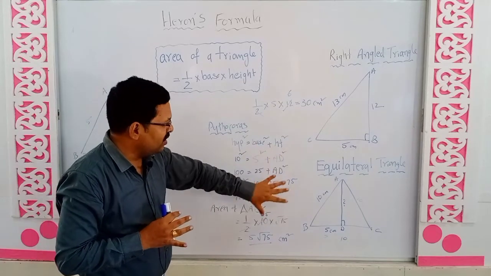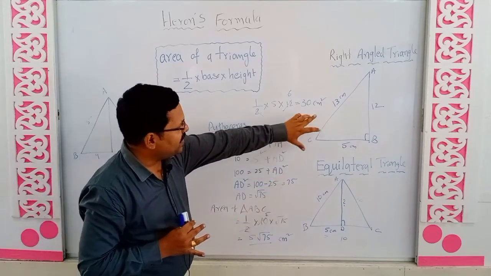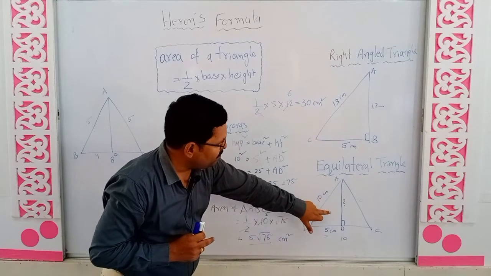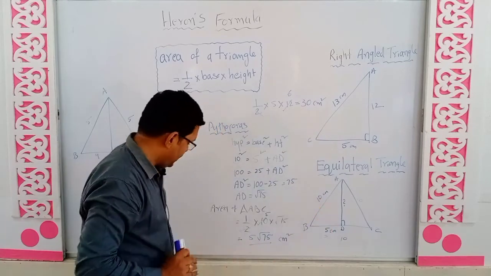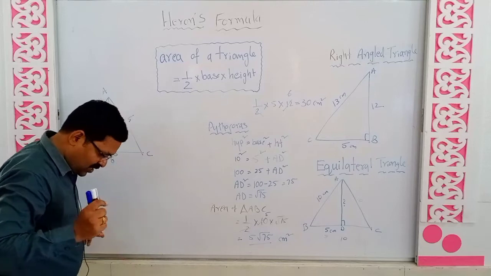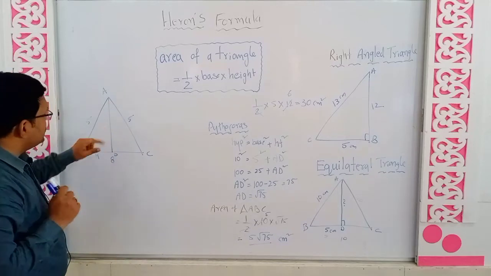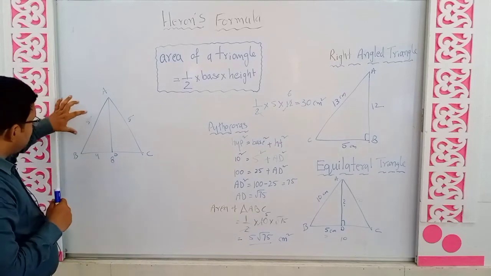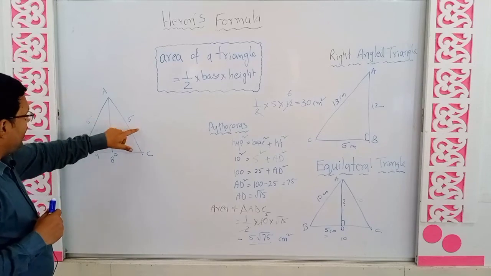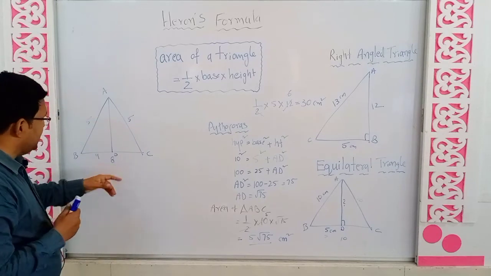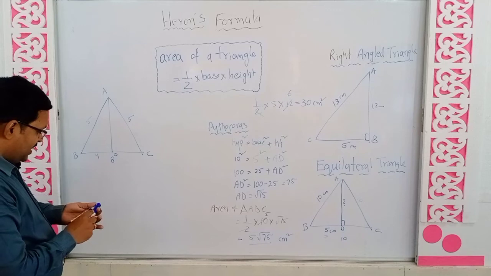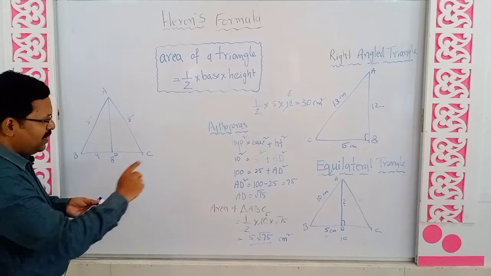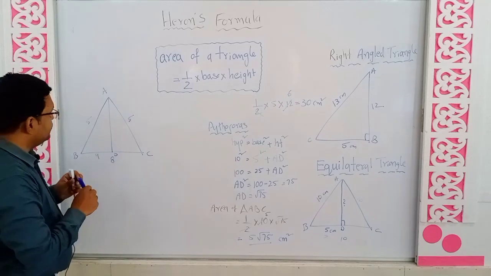So this is how we find out the area of a right angle triangle and an equilateral triangle. Now let me take you into the isosceles triangle. This side is 5, this is 5, and this side is 8. One side is 8, again the same as the equilateral triangle.